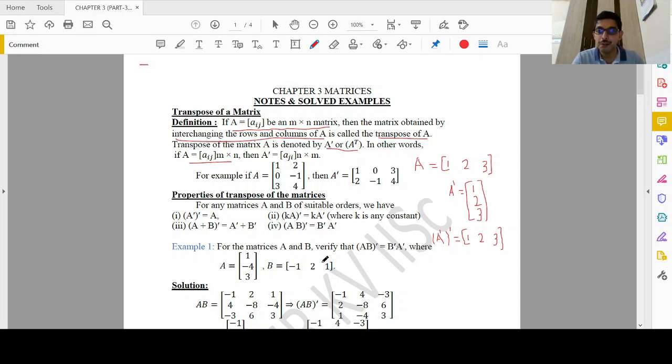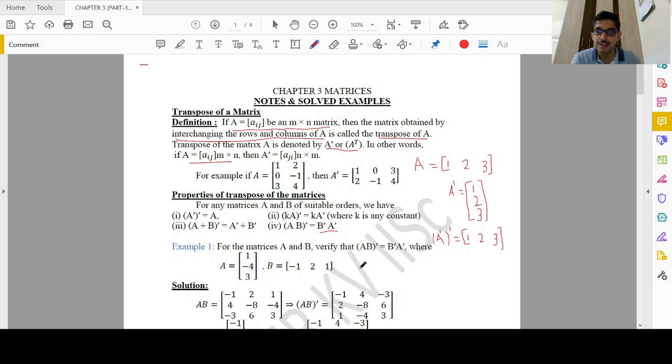The fourth and final property, that is AB whole dash, the transpose of the product of two matrices, is equal to B dash A dash. Note the difference here: it is the product of the transposes in reverse order, B dash into A dash. It's not A dash into B dash; AB whole dash is equal to B dash into A dash. These properties can easily be verified with examples.